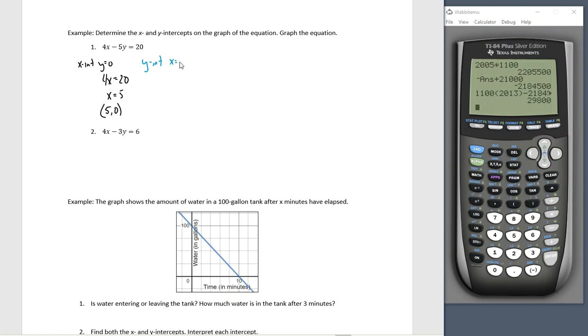Similarly, we can find the y-intercept. The y-intercept, we set x equal to 0, and once again using Tuesday's cover-up method, this 4x is covered up, so I end up with negative 5y equals 20. It's covered up because if x is 0, 4 times 0 is 0. Divide both sides by negative 5, I'll get y equals negative 4. And again, we have x value 0, the y value is the negative 4. From here, we can graph 5 and negative 4. So 1, 2, 3, negative 4, 1, 2, 3, 4, 5.